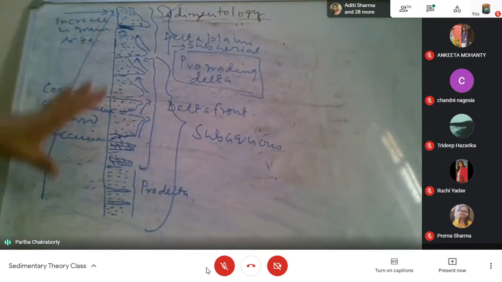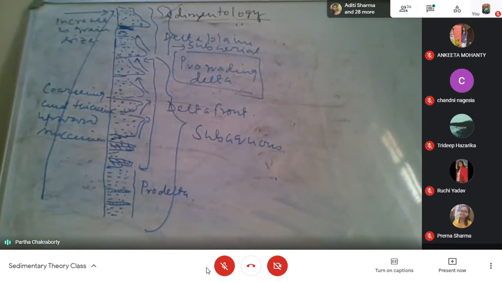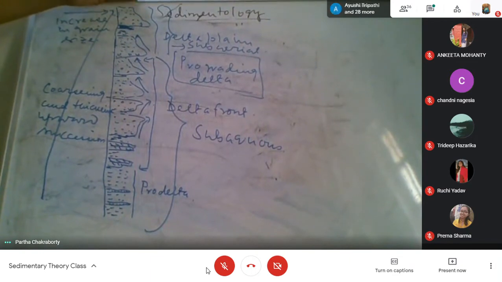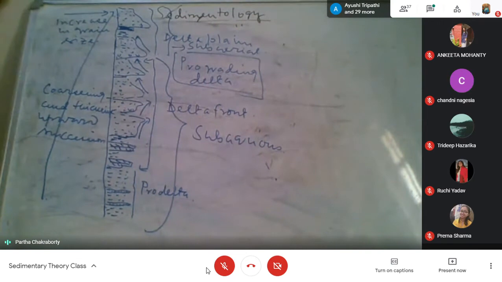Suppose one delta cycle is formed and then the feeder system switches its position. So this delta will finally be covered by the basinal shale because there is no supply from the fluvial system. The fluvial system has shifted its course.